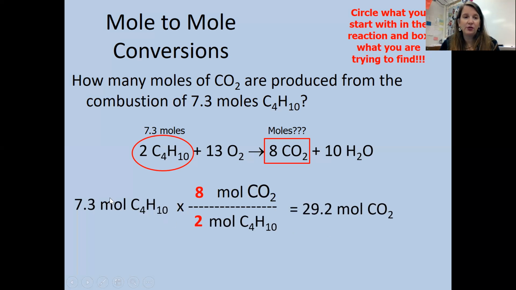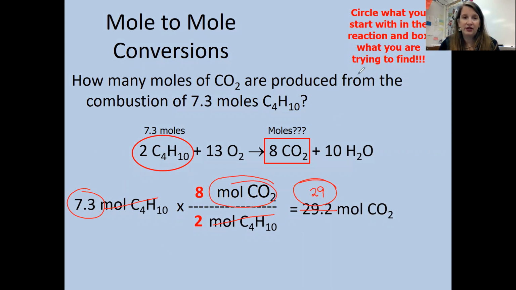Now, when you're solving this, you put 7.3, times 8 because the 8 is in the top, divided by 2 because that's in the bottom. Now this really shouldn't be 29.2. This should really be 29, excuse me, because of sig figs. Our sig figs, remember, are based off of our starting value that has 2 sig figs. So my answer should only have 2 sig figs. So my answer should really be 29 moles of CO2. It's moles of CO2 because the moles of butane cancel out, and I'm left with the moles of CO2 up here on the top.